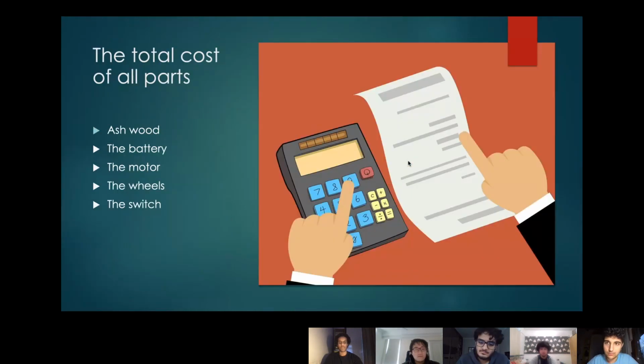The total cost came to £25.28, excluding the wires. Breaking down the costs, we need £8.53 for the Ashwood, £2.39 for the aluminum rods each, £1.19 for our motor, £3.79 for our switch, and finally £4.79 for our batteries.